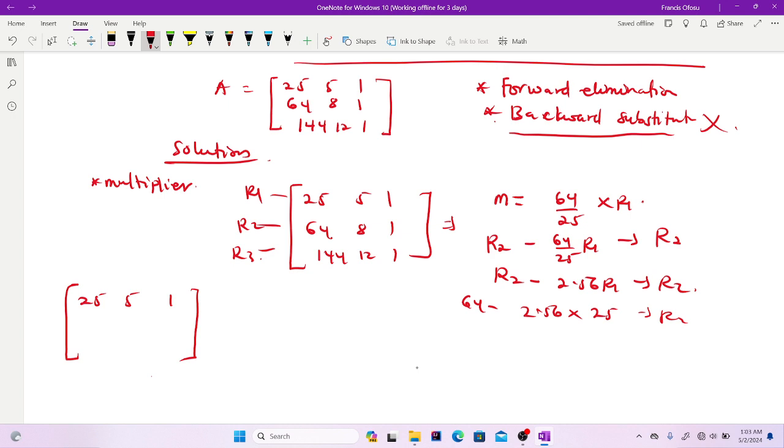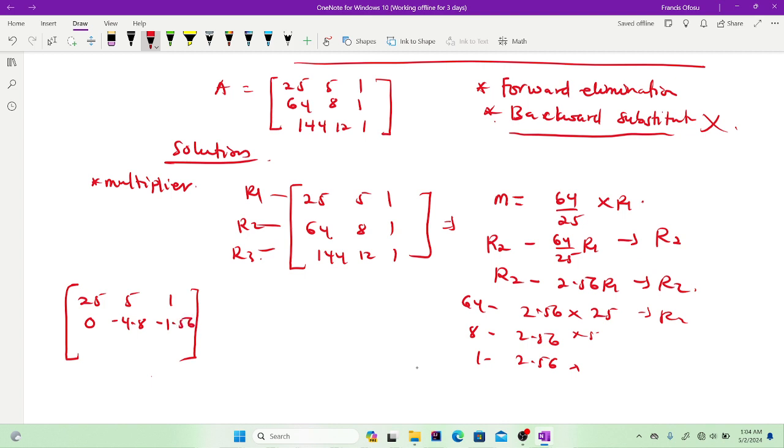And that gives me 64. So 64 minus 64 here will be 0. Okay, I'll have 8 minus 2.56 times 5, and that should give me negative 4.8 here. Then finally, I have 1 minus 2.56 times 1, which is the same as 1 minus 2.56, obviously negative 1.56, right?